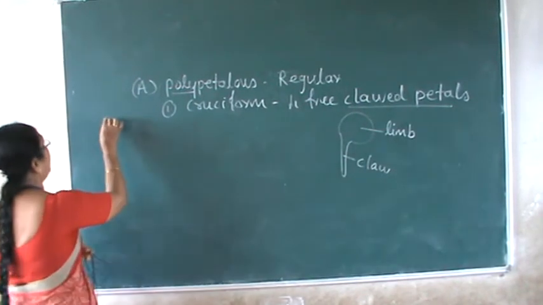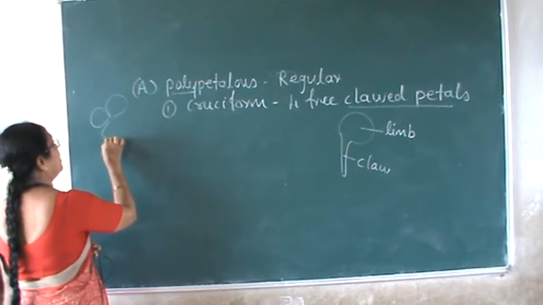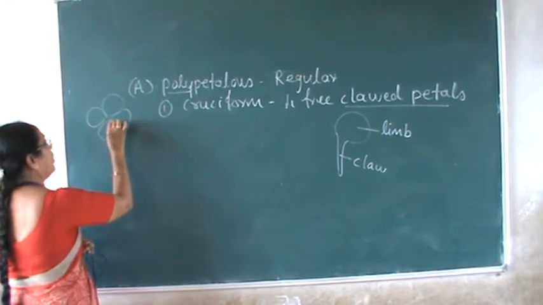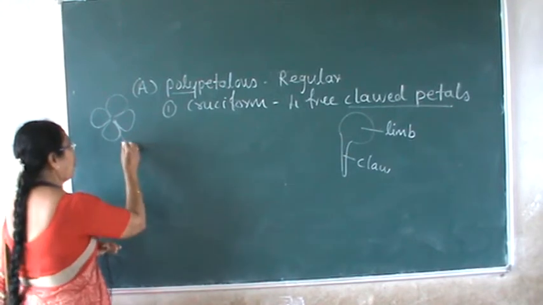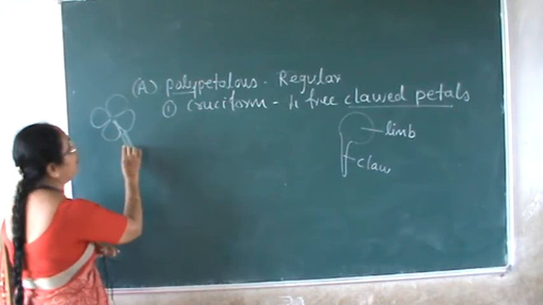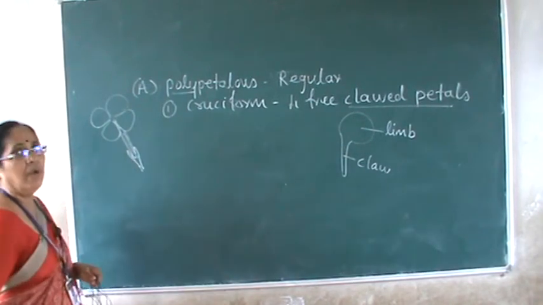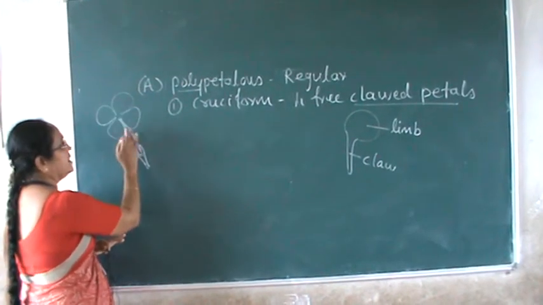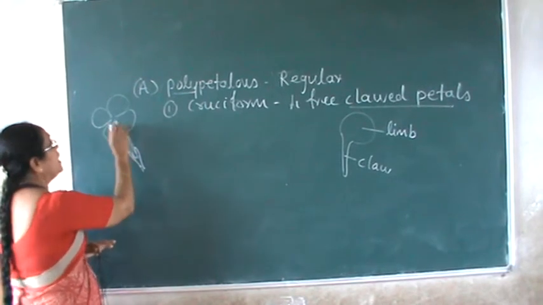So to draw the diagram of these 4 free clawed petals, they are totally free, okay? 4 petals which are completely free, and the claw is also free. This is not a tube, these are the claws of 4 petals. In this flower, you can make out that there are 4 petals and this is the claw part of the petal, so the petals are clawed in nature.